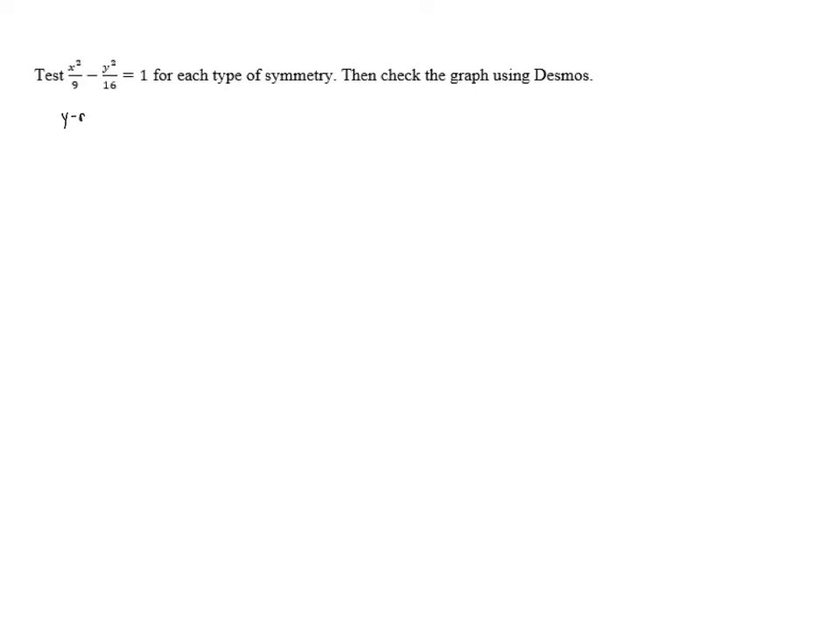So we'll start with symmetry with respect to the y-axis. Remember, the rule here is to replace x with negative x. When we do that, we've got negative x squared over 9 minus y squared over 16 equals 1. And we know that a negative times a negative is a positive, so that ends up becoming positive x squared over 9 minus y squared over 16 equals 1, which matches the original equation, and so we know that we do have symmetry with respect to the y-axis.